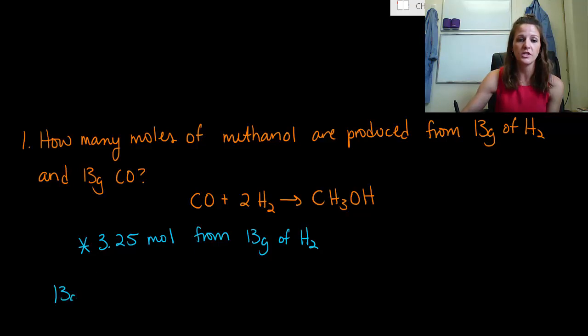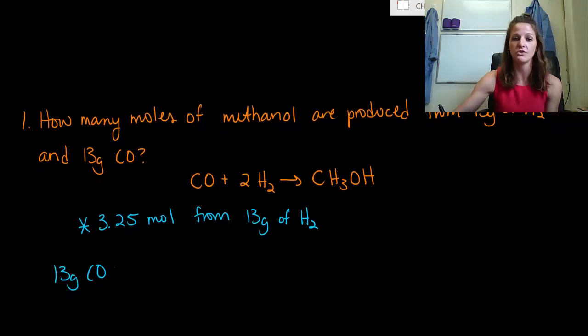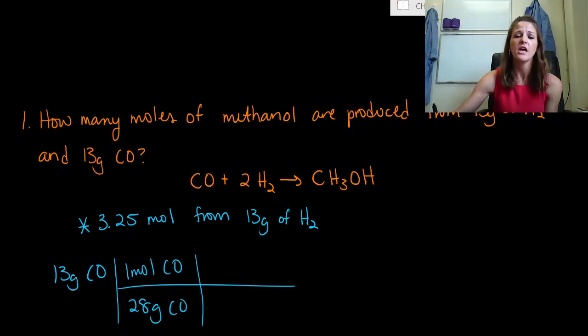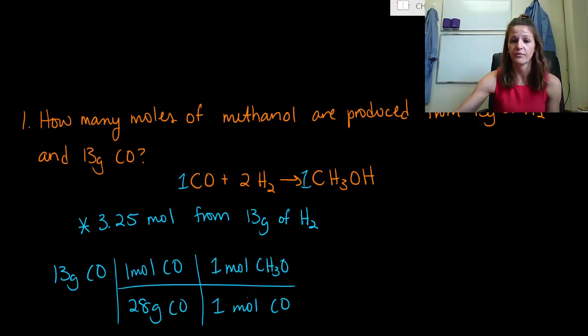So we're going to start with our 13 grams of CO. We know that in order to get to moles, we need to use our molar mass, and we can use this directly off the periodic table. So the molar mass of carbon monoxide is about 28 grams for every 1 mole. Now we're going to use our chemical equation in order to go from carbon monoxide to methanol. Luckily for us, there's a 1 in front of each one, so our mole-to-mole ratio is unbelievably simple. We have 1 mole of carbon monoxide for every 1 mole of methanol.